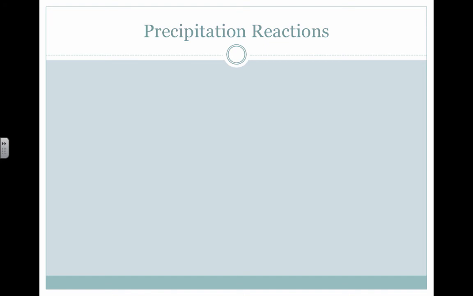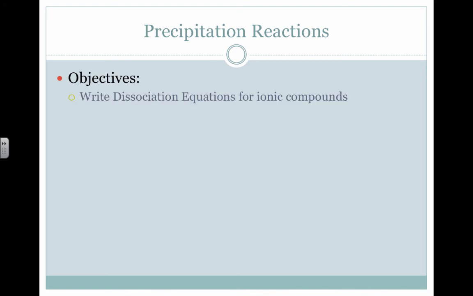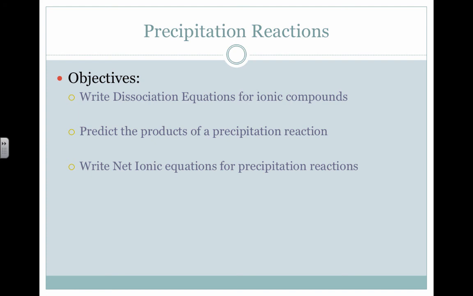That brings us to the end of this video. Let's review our goals. First, we learned how to write dissociation equations from ionic compounds. Then we predicted products of precipitation reactions using our solubility rule to predict which compound would be the precipitate. And finally, we looked at how to write net ionic equations for precipitation reactions, which eliminate spectator ions.